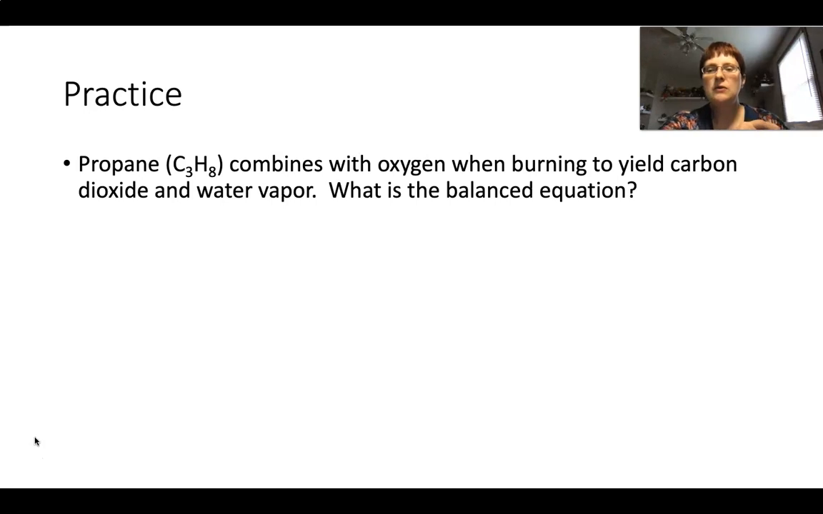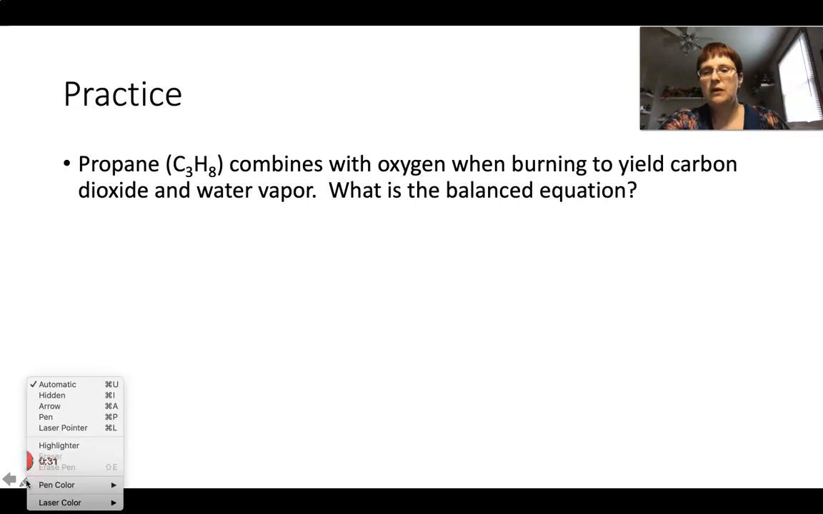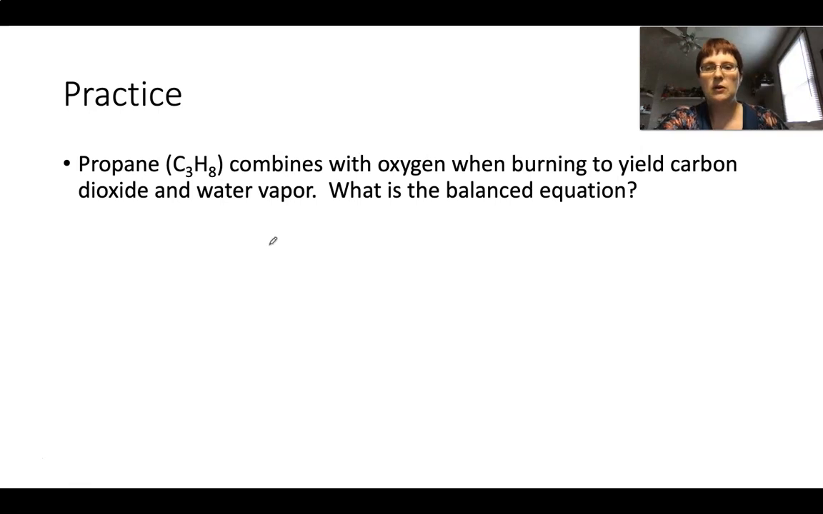So this time we've got propane instead of methane, combines with oxygen when burning to yield carbon dioxide and water vapor. So the first thing we need to do is convert this into our chemical equation. So we know that there's going to be an arrow. An arrow is going to indicate production. Another word for that is yield. So this means produce or yield.